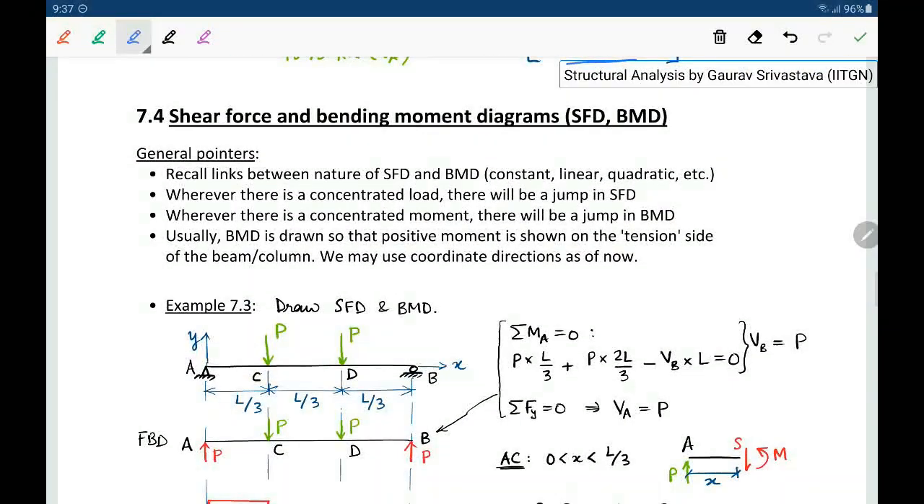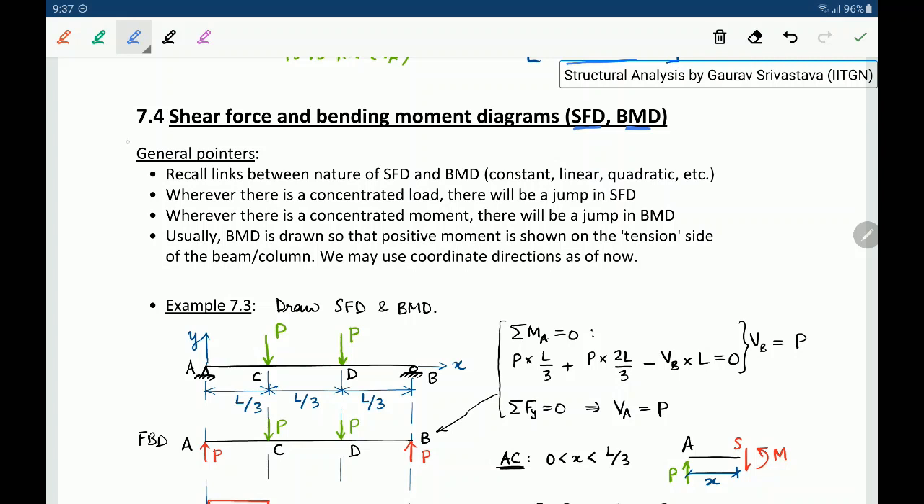Next, let us look at drawing shear force and bending moment diagrams. In the previous examples, we tried to find the shear force and bending moment at a single point. But oftentimes we are interested in the variation of shear force and bending moment throughout the length of a beam. In that case, we would want to draw the variation, and these variations are called the shear force or the bending moment diagrams.